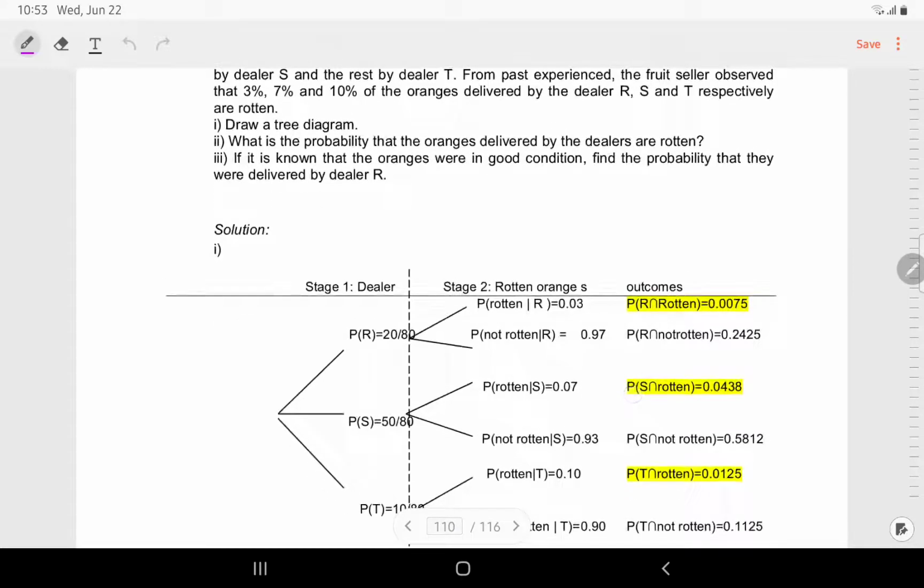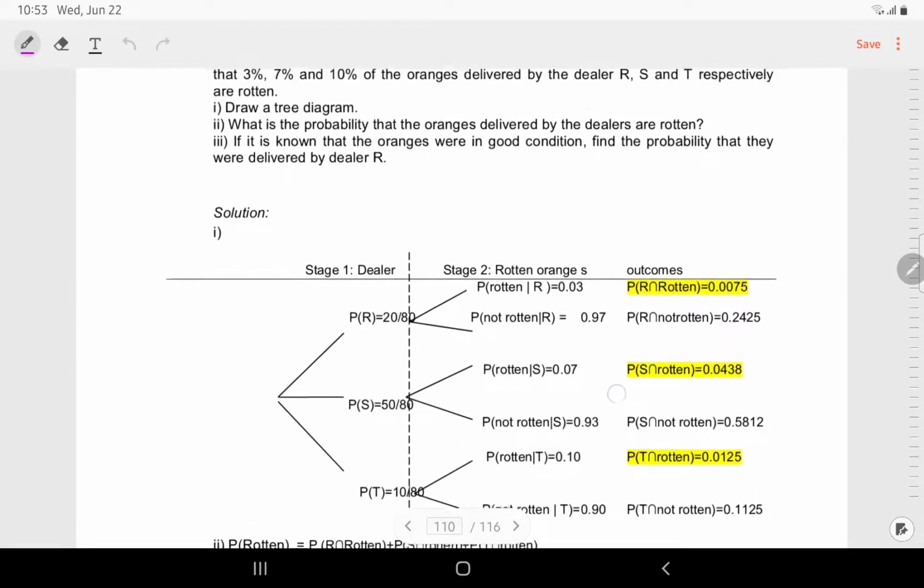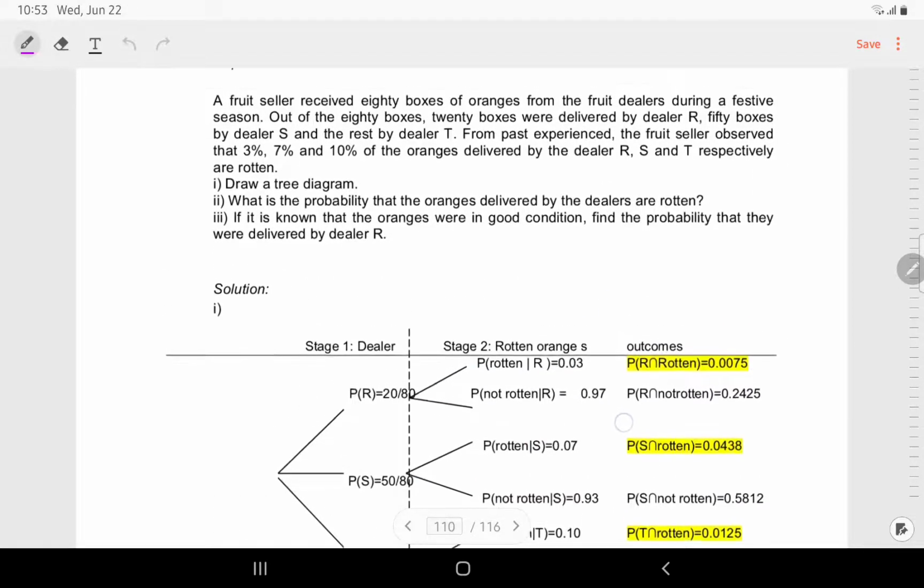And then each of these branches were divided into 2 other branches. Kenapa 2? Sebab kita ada 2 probability, sama ada dia rotten or not rotten. So untuk R, rotten 0.03. So untuk not rotten dia akan jadi 0.97, 1 tolak 0.03.